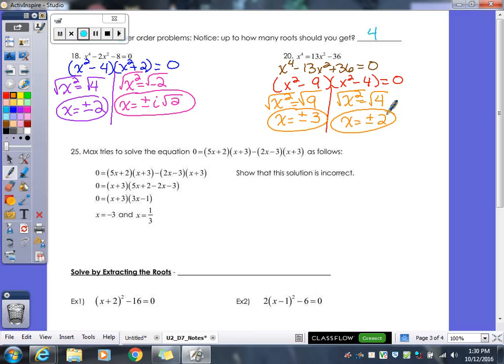So if you were to graph these ones, they cross through the x-axis. Well, this first one crosses twice because you got 2 imaginaries, and then the other one would cross through it 4 different times.